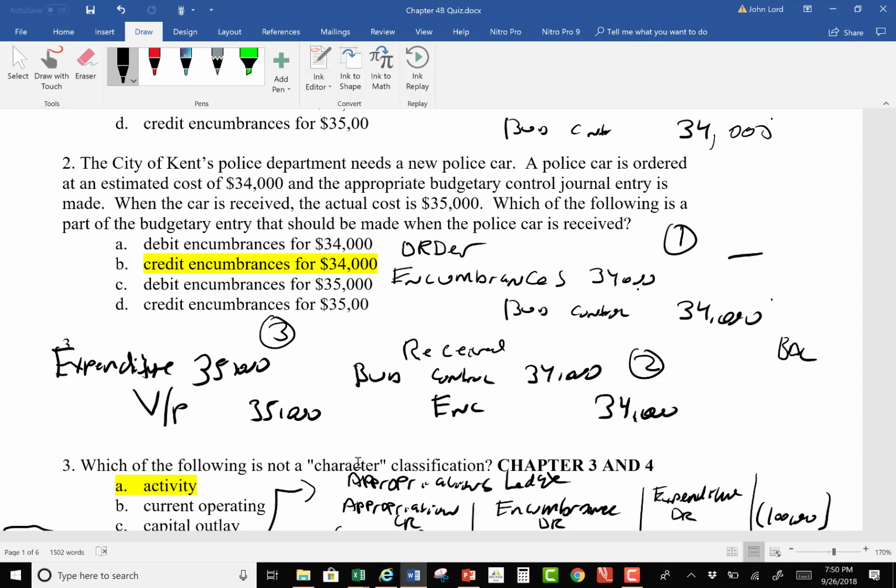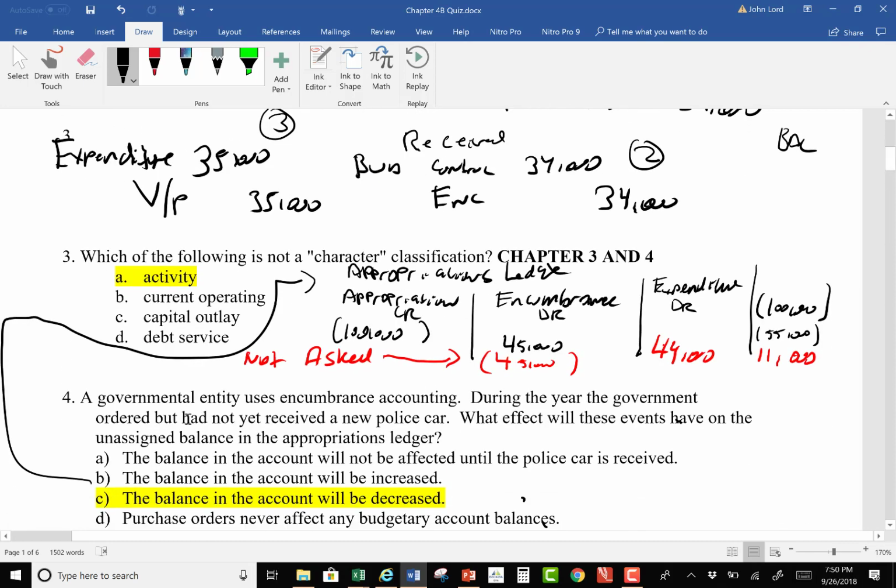I mean, excuse me, encumbrances. When the stuff comes in, you credit the encumbrance, debit the budgetary control. Just checking you. Right? Okay, good. Number 3, which of the following is not a character classification?